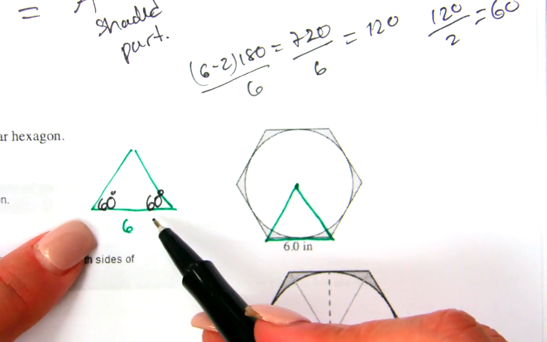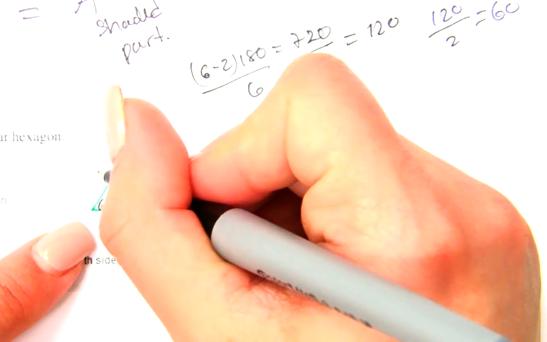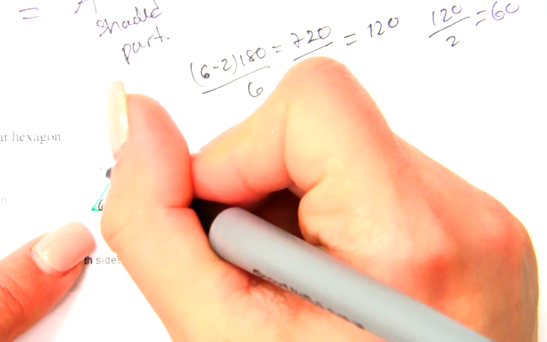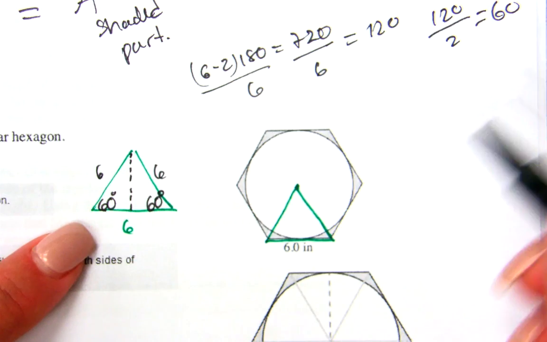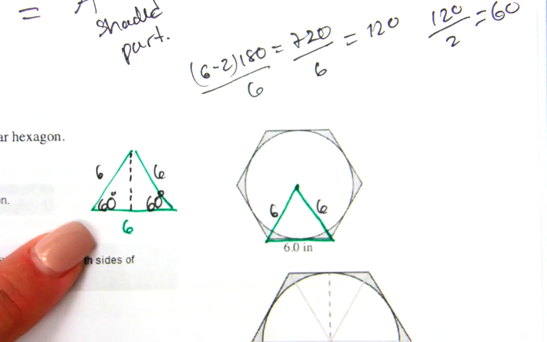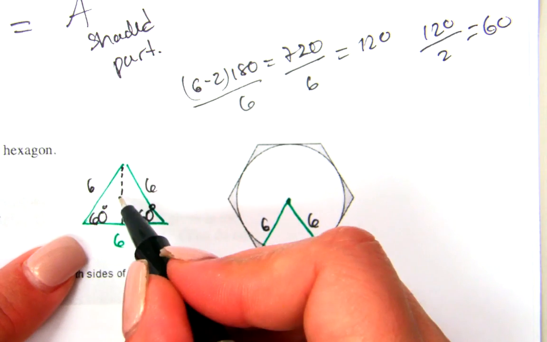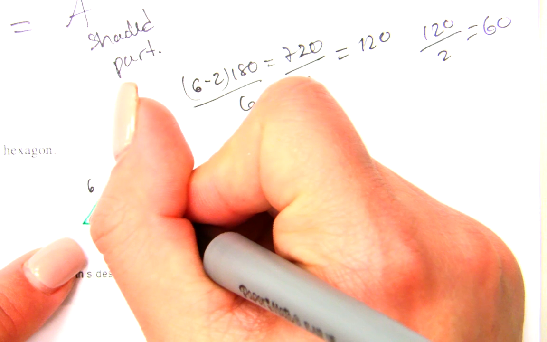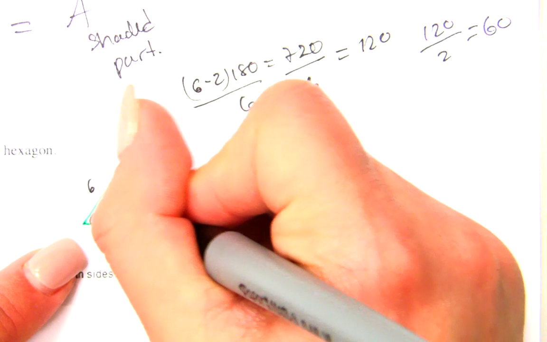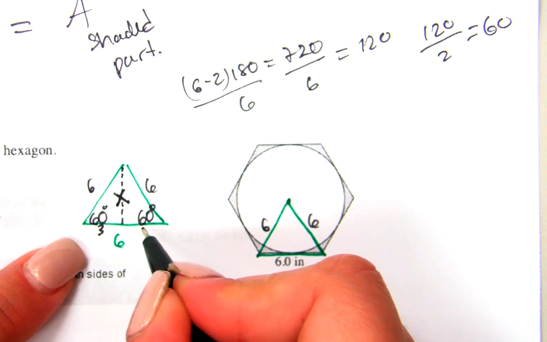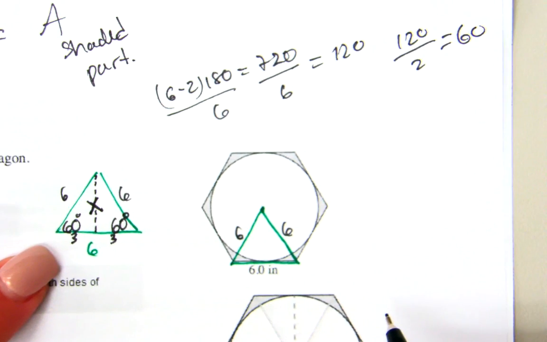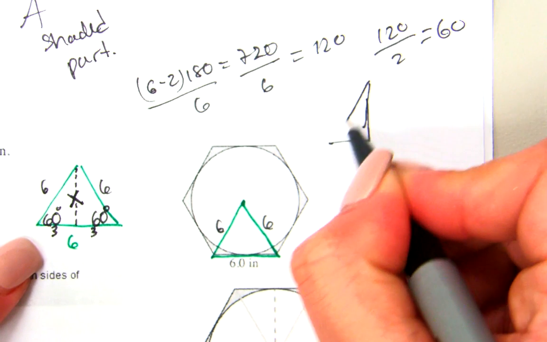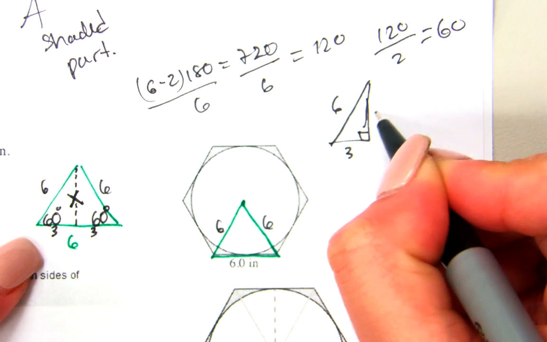Then we need to find the area of the triangle. This should be pretty easy, because now we know for a fact that it's a 60, 60, 60 triangle. So this is 6 and this is 6, and that's 6 and that's 6. Then you need the height. Let's say this is x. So this has to be 3, because it's cut in half. So there's your triangle: 3, 6, x.